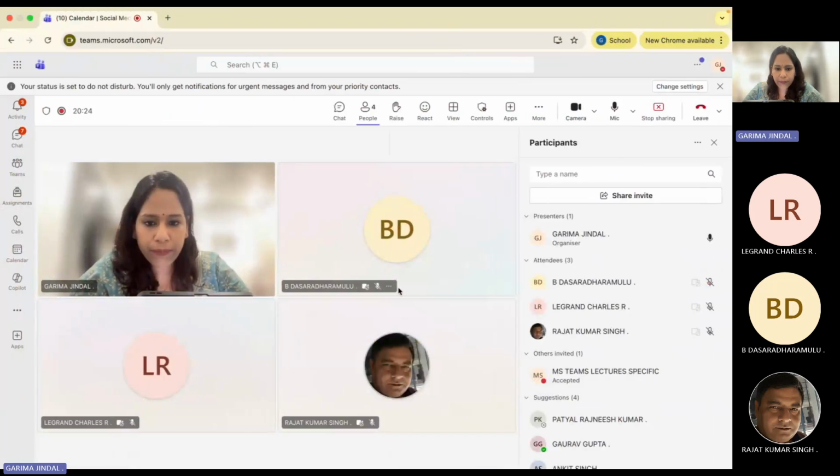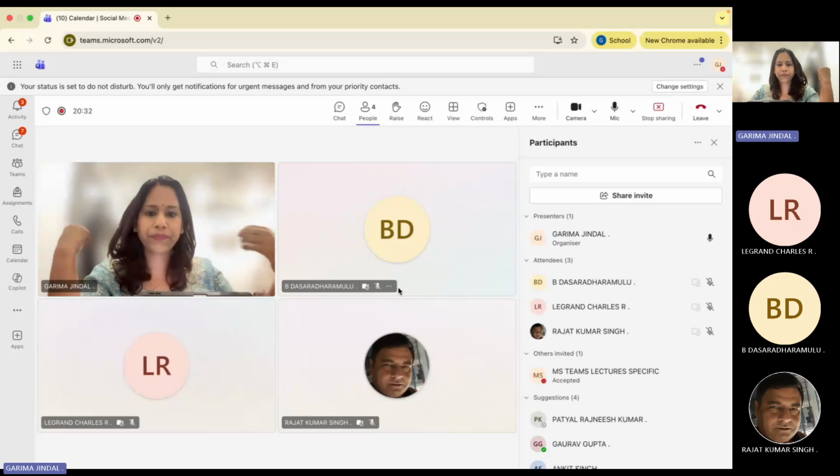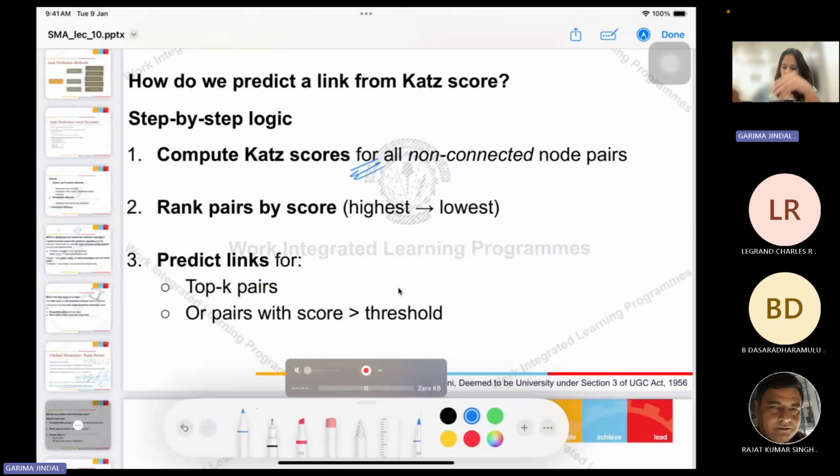Is there any doubt? Is there any doubt anyone wants to ask? Okay, I assume the calculation of the CART score is clear to everyone.